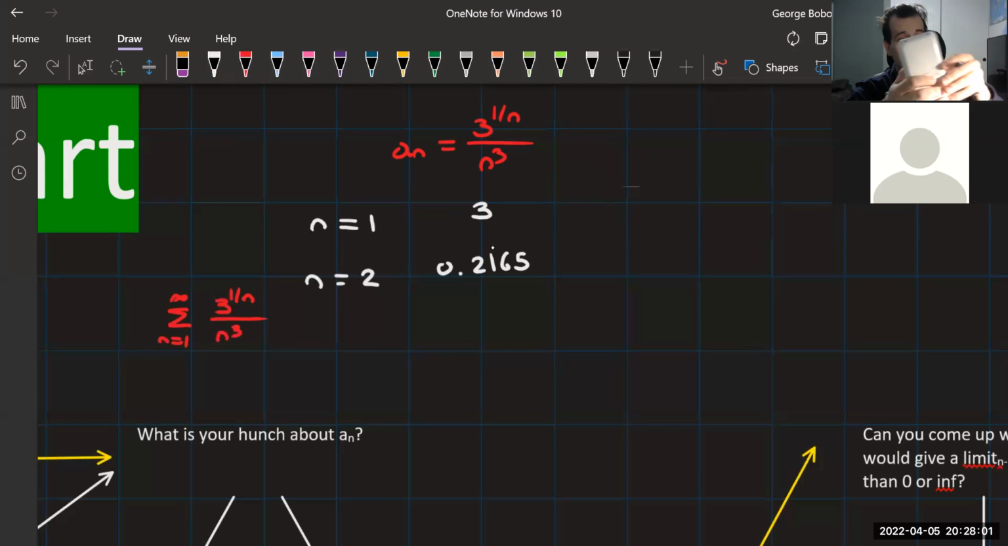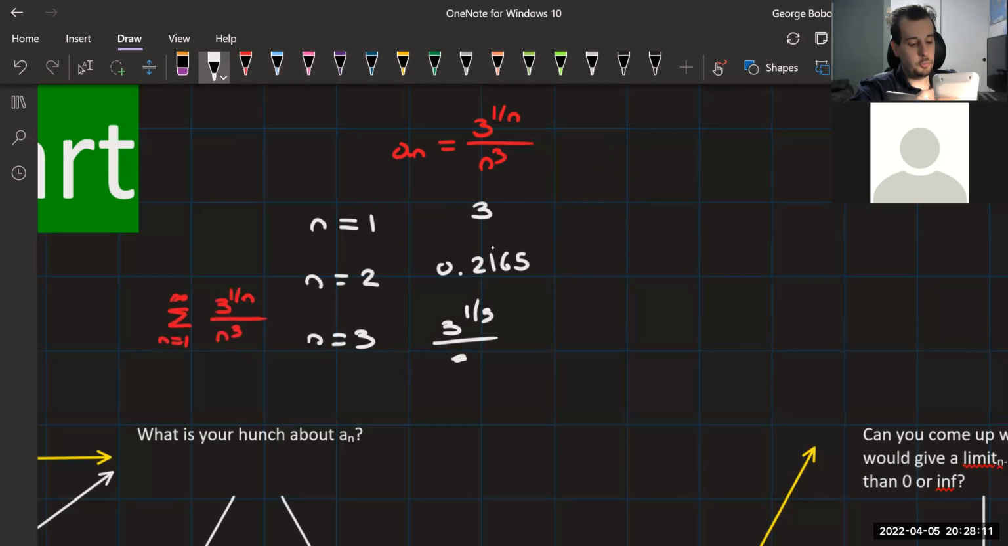0.2165, let's say. And then let's do another one. So for 3 over here, we get 3 to the 1/3 over 3 cubed. So we get 3 again raised to the power of 1 over 3, and then divided by 27. You get here 0.0534. My hunch again, considering what the first number is, the largest value that we're going to have in the sum, is that it will converge.